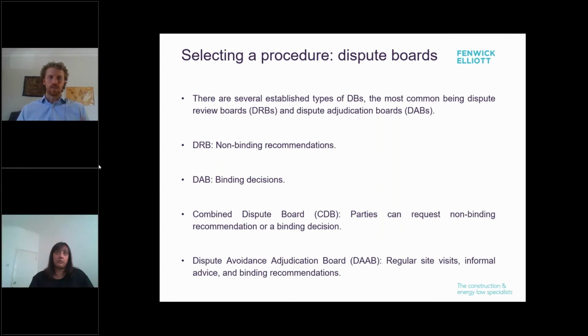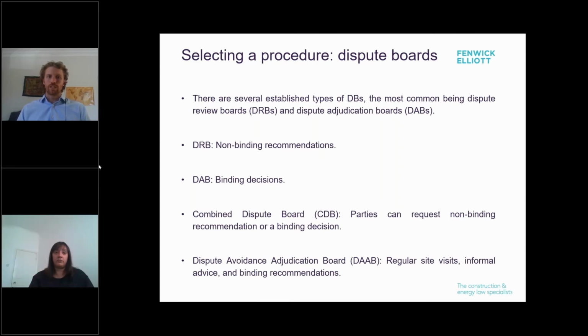Combined dispute boards are offered under the ICC rules, which allow parties to choose to have a DRB, a DAB, or ICC's hybrid version, the CDB. Combined dispute boards issue non-binding recommendations by default. However, they can also issue binding decisions in some circumstances.